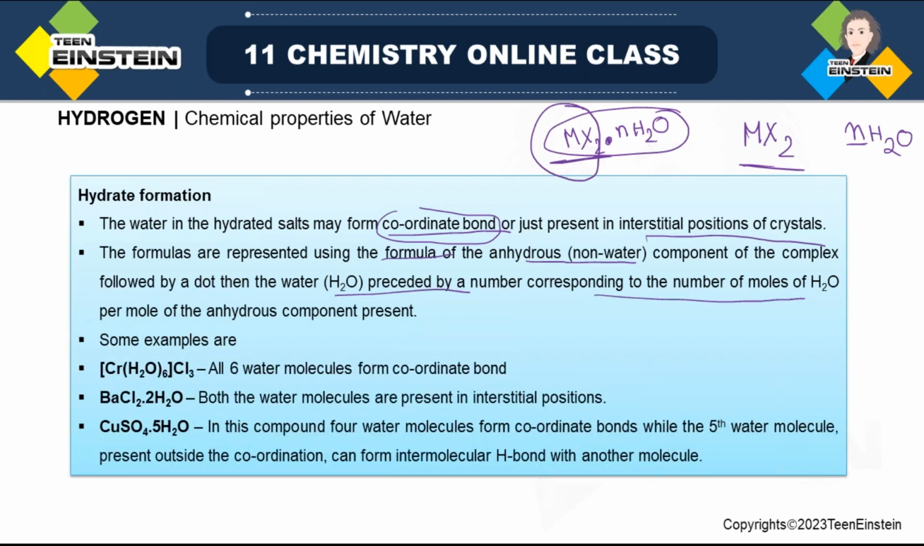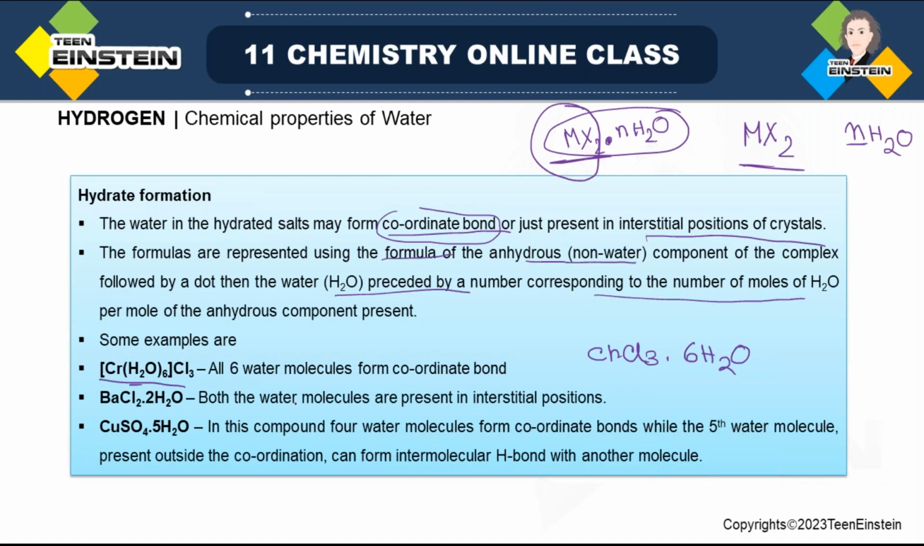So see, here we have examples: [Cr(H2O)6]Cl3. Here we have a total of 6 water molecules. If you are wondering why we have expressed it like this, you can also represent it as CrCl3 dot 6 water. But this formula is more common, and in most places you will see this formula.